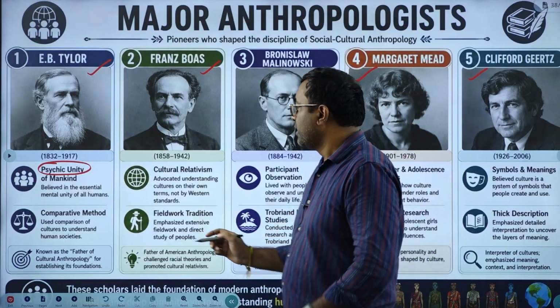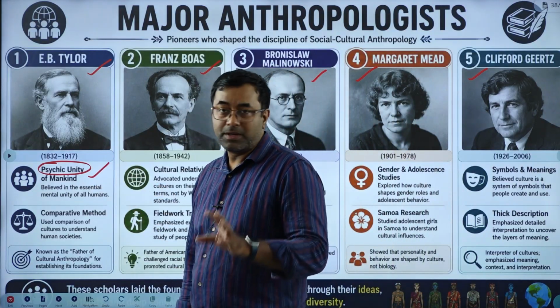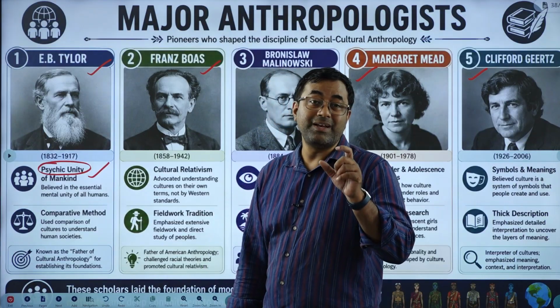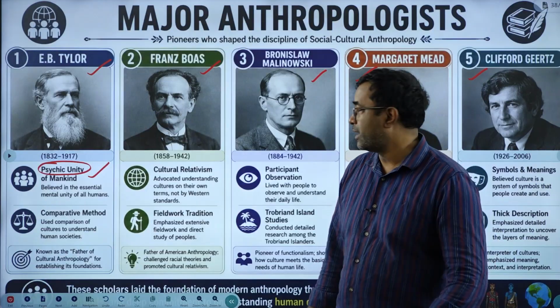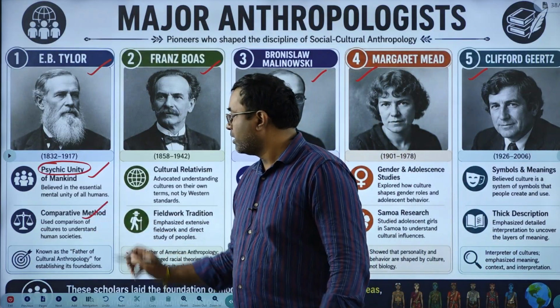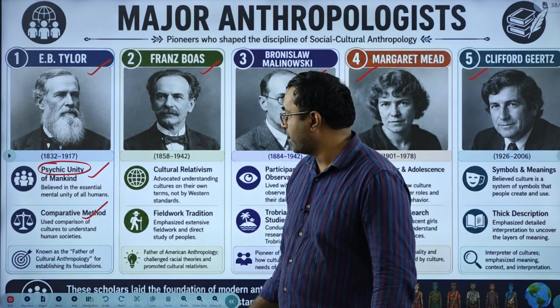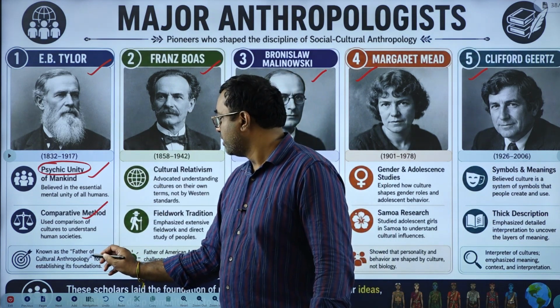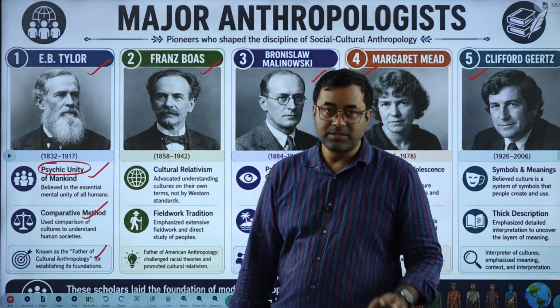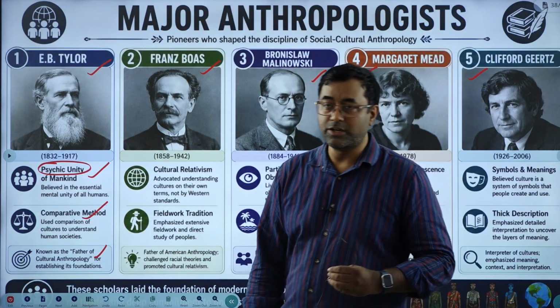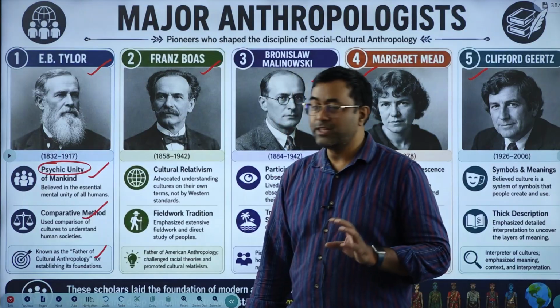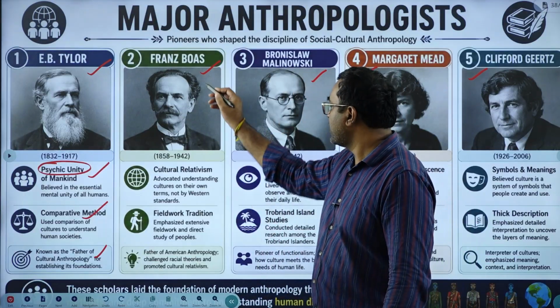That particular concept of thinking in a similar way is explained through the concept called psychic unity of mankind. And the comparative method, I have already said, I am not explaining again. It was explained by E.B. Tylor. That is the reason he was the first person to explain culture in a scientific manner, and he is called the father of cultural anthropology. Next one is Franz Boas.